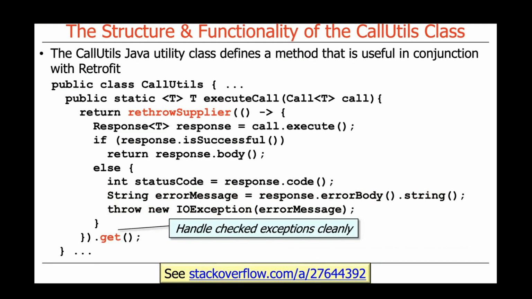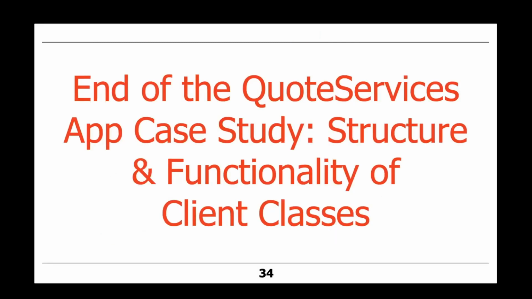And we wrap this up with a rethrow supplier exception laundering technique that I like to use because I can't stand Java checked exceptions in modern functional Java code. So I use this all the time. You can read this Stack Overflow article for more information about how this works. It's a pretty cool idea. So that's the end of the walkthrough of the client side classes for this case study.